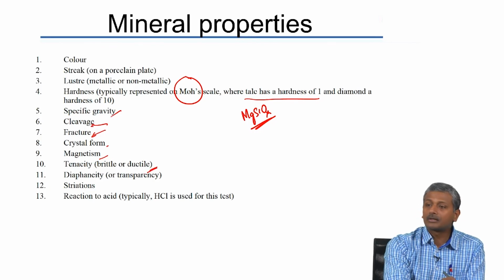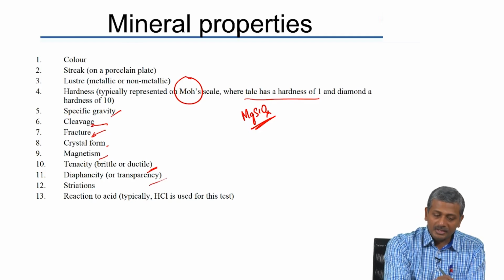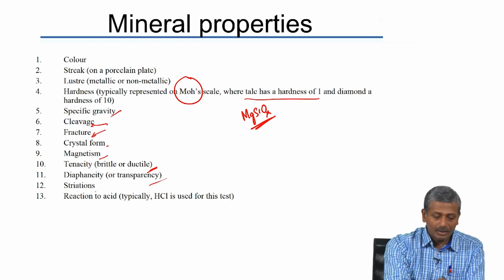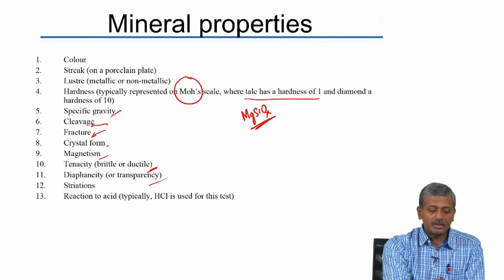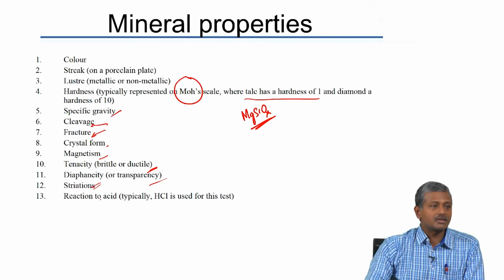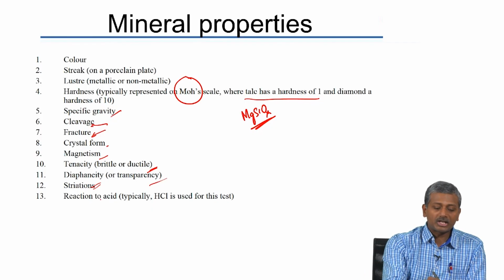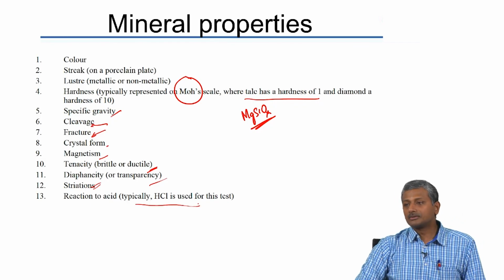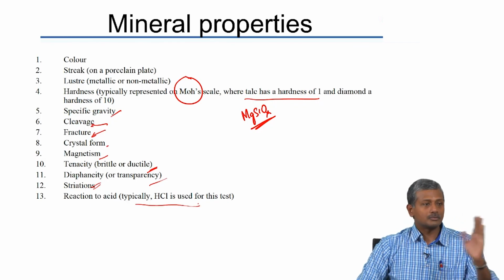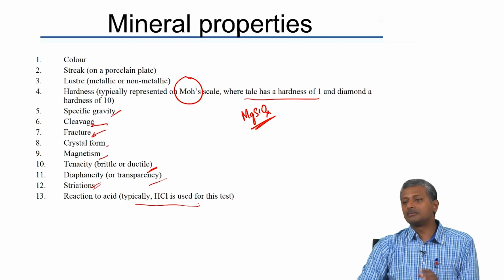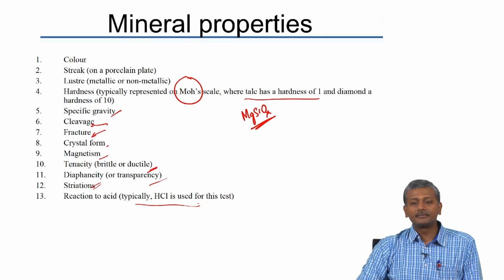Tenacity or ductility of the aggregate, transparency or diaphaneity of the aggregate, or not aggregate, mineral, striations, whether they have some striations present on the surface, and reaction to acid. Where is this used? What type of aggregate can you distinguish by a reaction to hydrochloric acid?